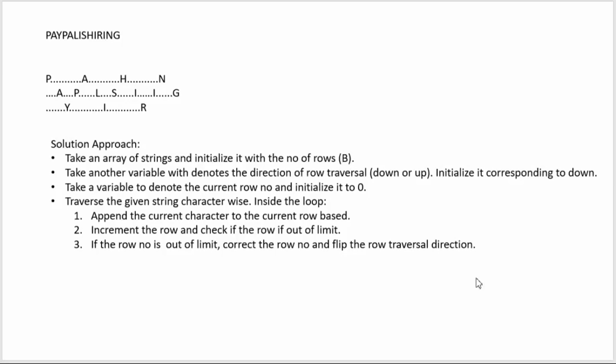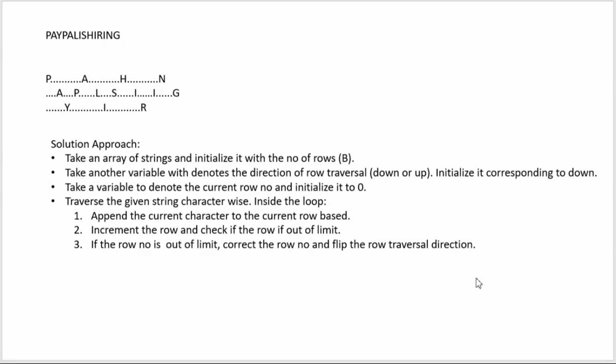Now let's take a look at the solution approach and consider the example that is given in the question. In the question we are given the string "PayPal is hiring" and B is equal to 3. So the number of rows is equal to 3 and the zigzag manner will be given like this.